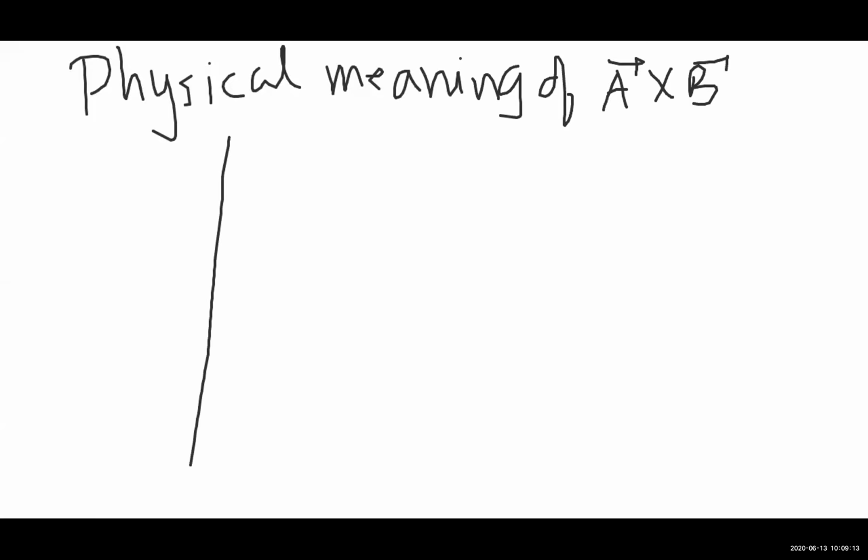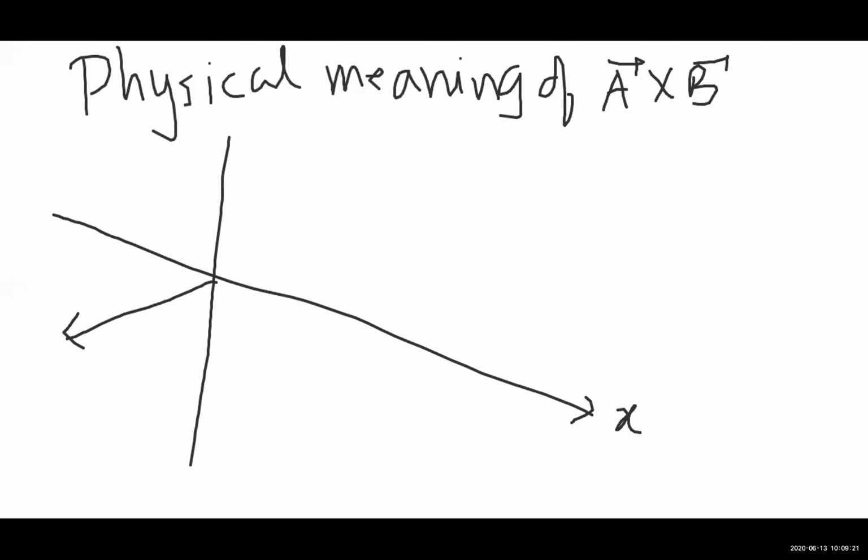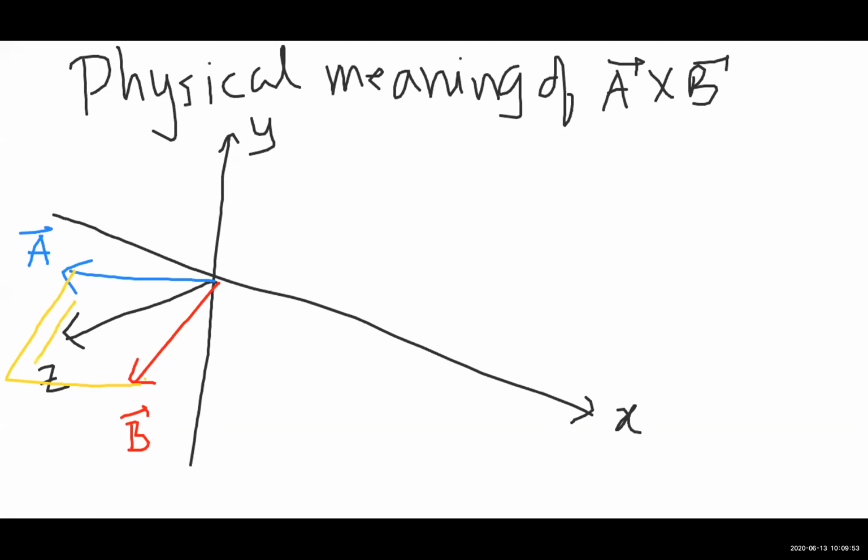So I just want to now tell you the physical meaning of A cross B. So if this is the x-axis, y-axis, and z-axis, and we have a vector A somewhere here, we have a vector B somewhere here. Okay? So these vectors A and B form a parallelogram. Okay?